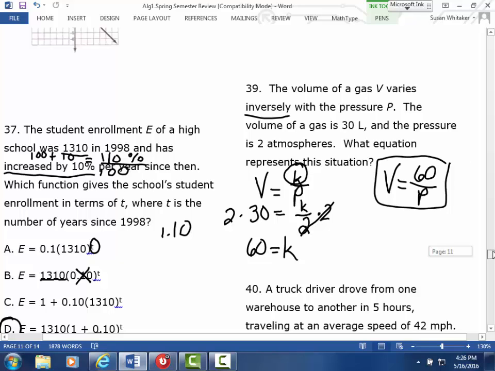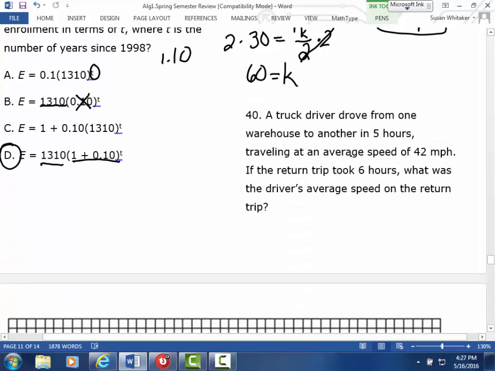All right, number 40 and our last one. Hooray! A truck driver drove from one warehouse to another in 5 hours, traveling at an average speed of 42 miles per hour. If the return trip took 6 hours, what was the driver's average speed on the return trip? Okay, so the first thing I'm thinking is this has something to do with that formula, distance equals rate times time. Okay, and if I'm going to and from the same place, then my distance is the same.